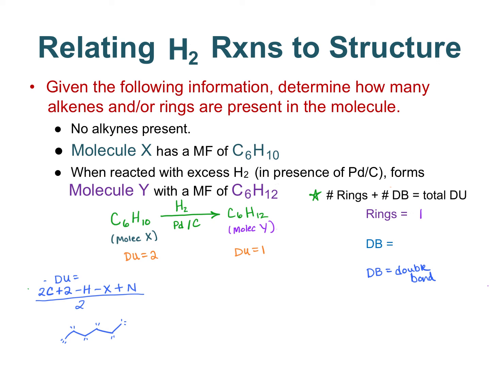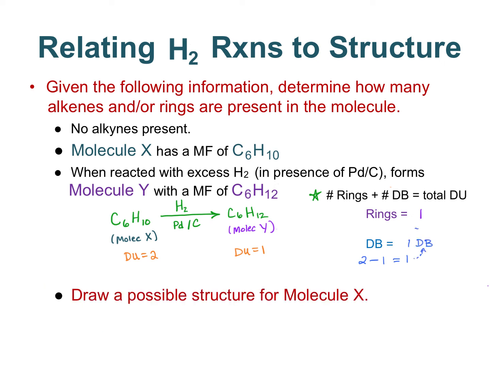So then if I know that, I can just do a simple subtraction and take the total number here, which is 2, minus the 1 DU I already have for the ring. And then what's left over is the number of alkenes. So in this case, that would be 1. So that means I have 1 alkene. So often in a problem like this, you might be asked to stop there just at the molecular formula and the rings and double bonds.